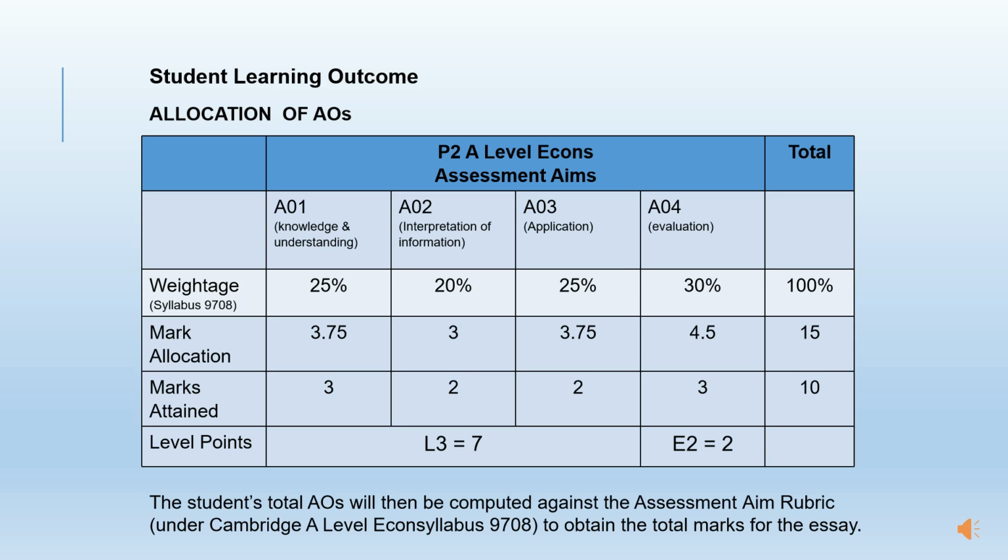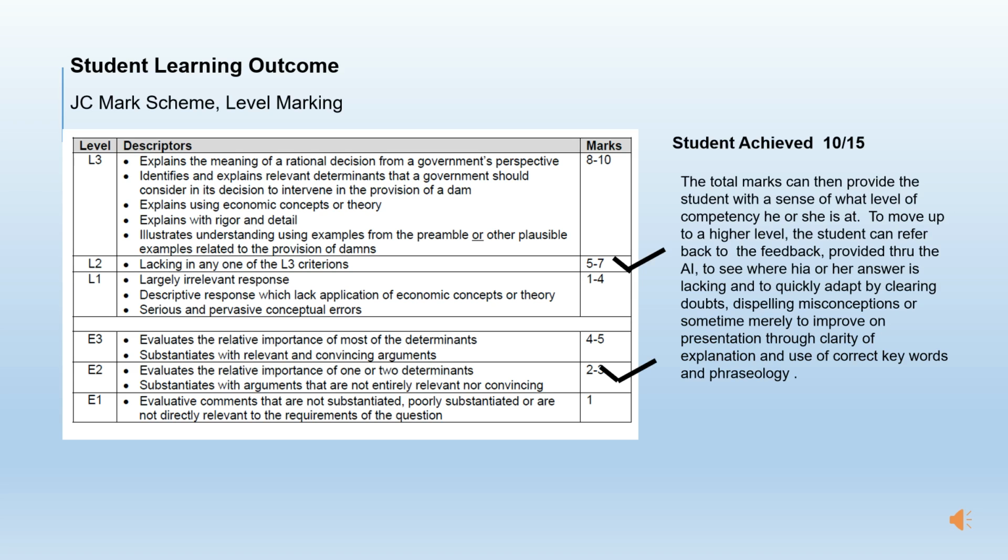The student's total AOs accumulated will then be computed against the assessment aim rubric formulated under Cambridge A Level Syllabus 9708, the closest equivalent Cambridge syllabus to the SEAB 9757 syllabus, to obtain the total marks for the essay. The total marks can then provide the student with a sense of what level of competency he or she is at. To move up to a higher level, the student can refer back to the feedback provided through the AI to see where his or her answer is lacking and to quickly adapt by clearing doubts, dispelling misconceptions, or sometimes merely to improve on presentation through clarity of explanation and use of correct keywords and phraseology.